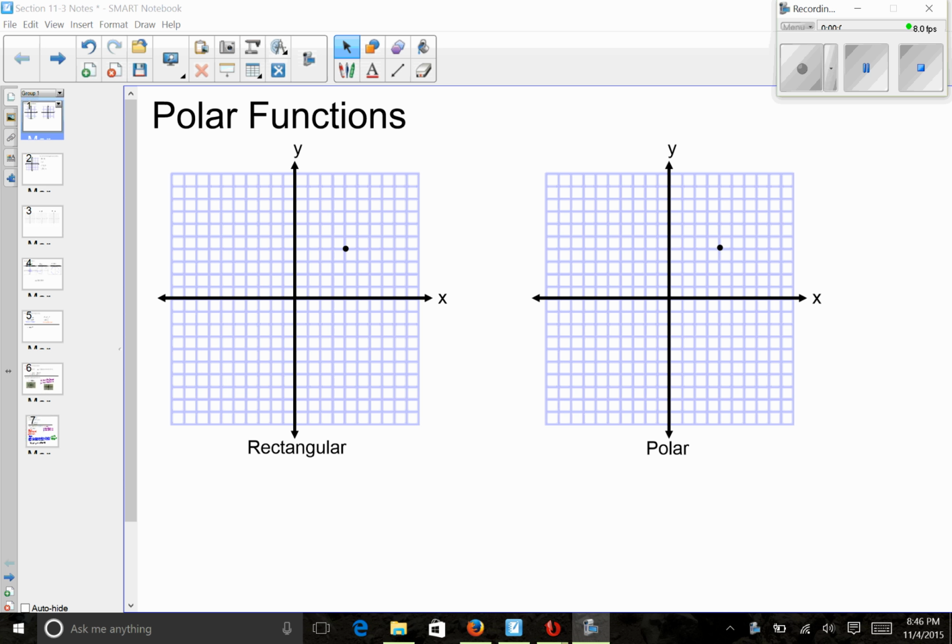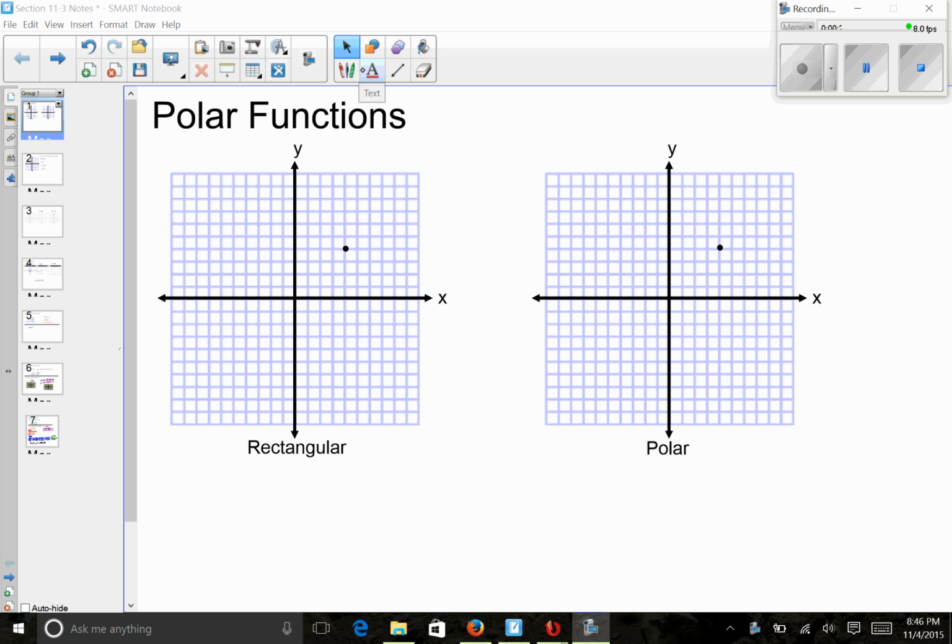So this video is just to do a very quick review of polar functions, what they are, how we graph them, both by hand and on the calculator, and how to switch between polar and rectangular and parametric forms. So first off, polar functions are a way of graphing on a coordinate plane, and we can still graph in terms of an x and y axis.